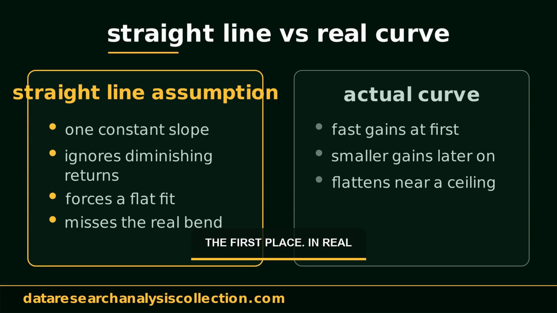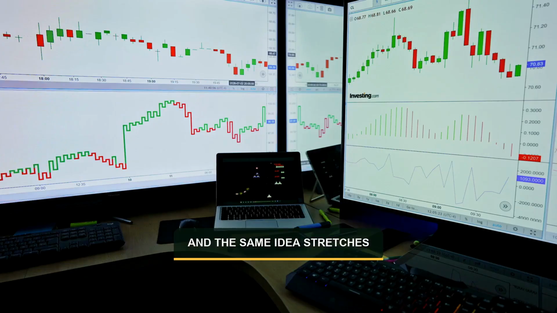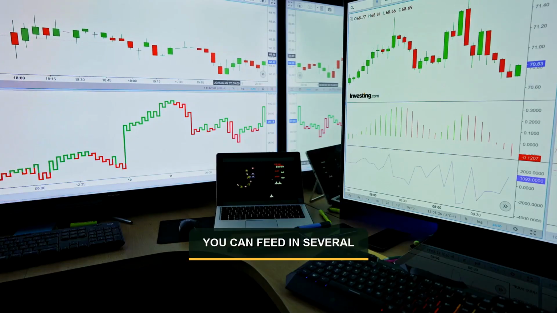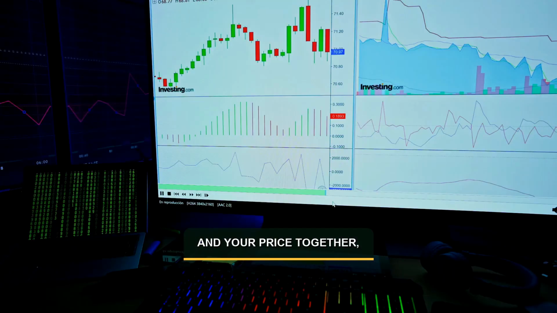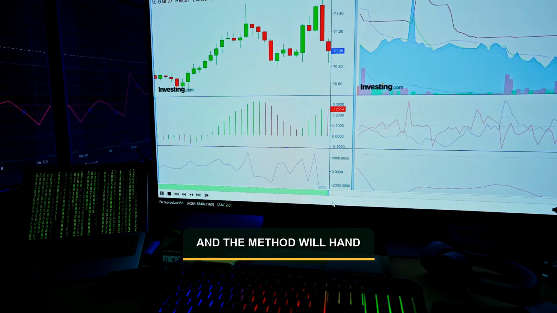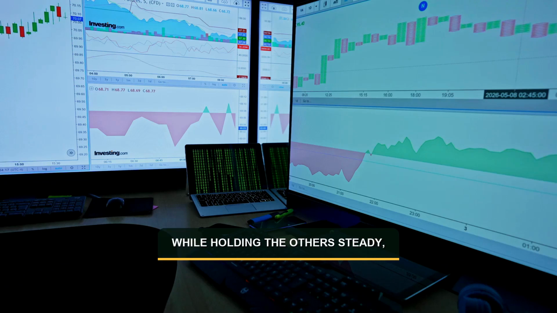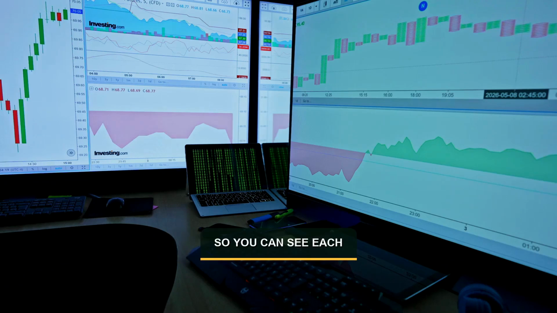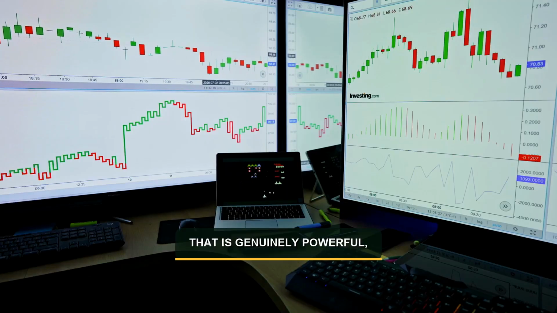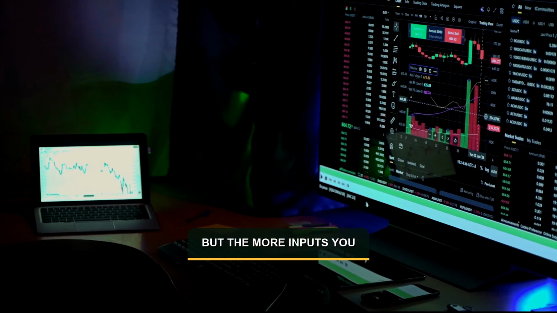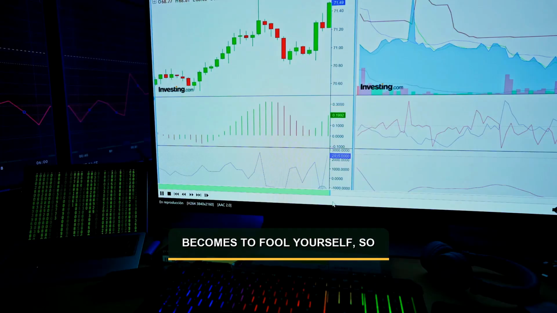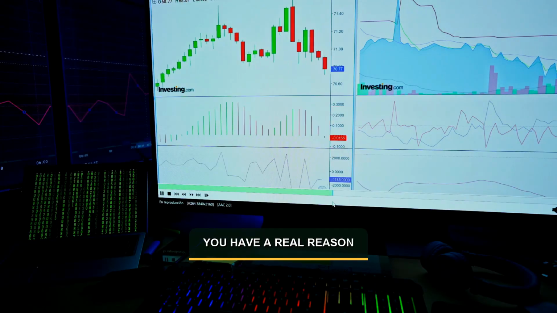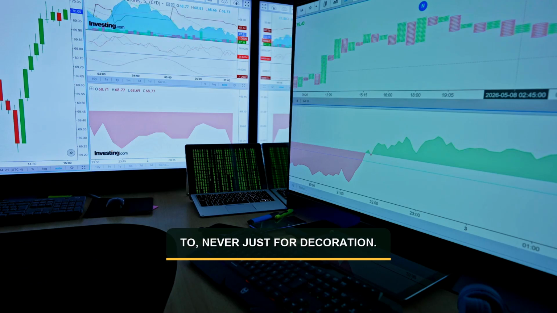In real life, your outcome usually has more than one driver, and the same idea stretches to handle that. You can feed in several inputs at once, your spend and your season and your price together, and the method will hand each one its own slope while holding the others steady, so you can see each effect on its own. That is genuinely powerful, but the more inputs you pour in, the easier it becomes to fool yourself. So add a new one because you have a real reason to, never just for decoration.